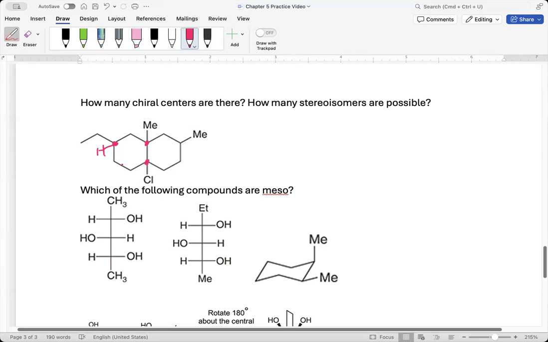So that means one side is different than the other side. So this is also a chiral center. And then we have a 4th chiral center here. How many stereoisomers are possible? We use the formula 2 to the n, and there are 4, so that's 2 to the 4, which equals 2 times 2 times 2 times 2, or you can put that into your calculator. That gives us 16 stereoisomers. So we should be able to draw 16 different variations of that molecule.